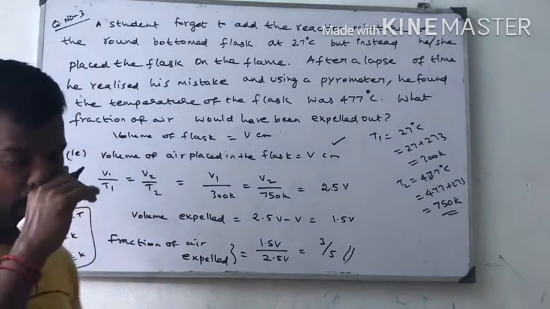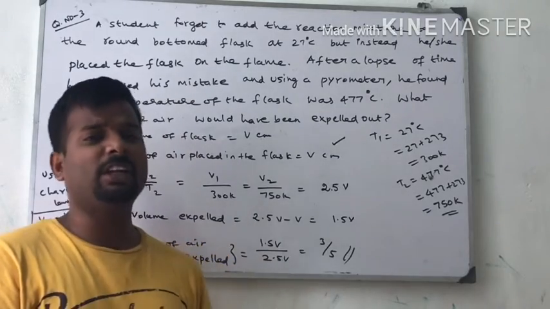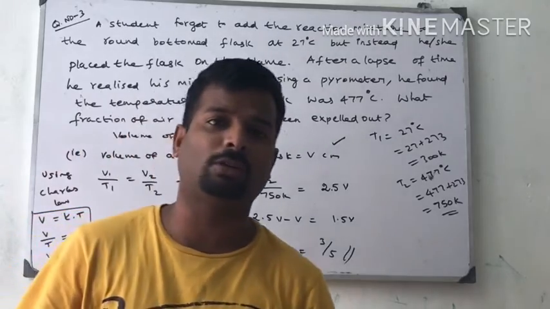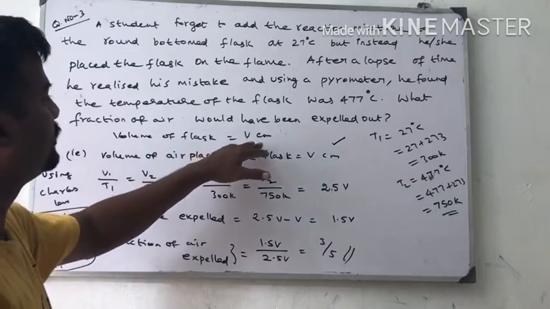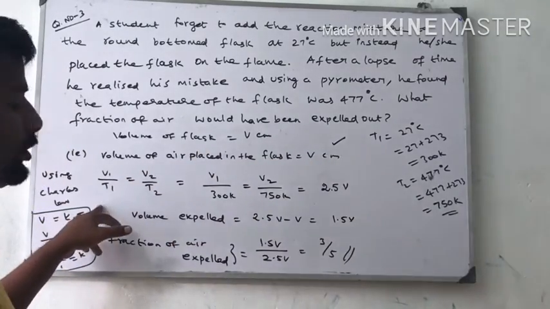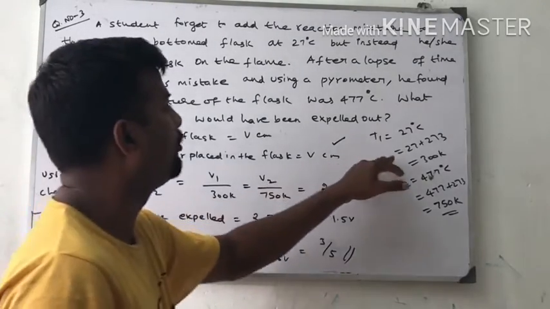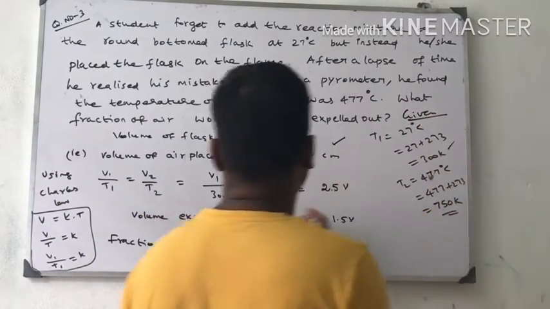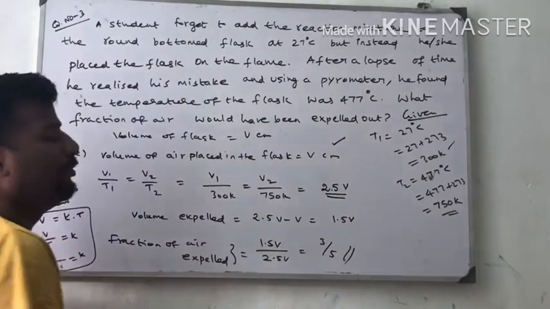Applying here, the variables are volume and temperature. When temperature changes, what happens to volume? That is what they are indirectly asking. Therefore, the volume of the flask is V centimeter cube, and the volume of air placed is V. Then V1 by T1 is equal to V2 by T2, which is why we apply Charles' law. T1 and T2 are given. Substituting the values, simplifying and cross multiplying, you get 2.5 V.